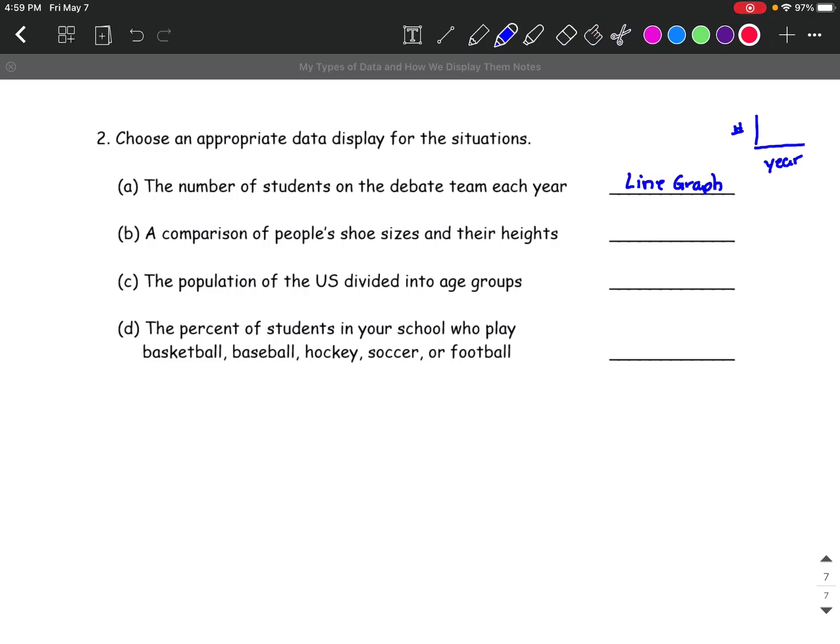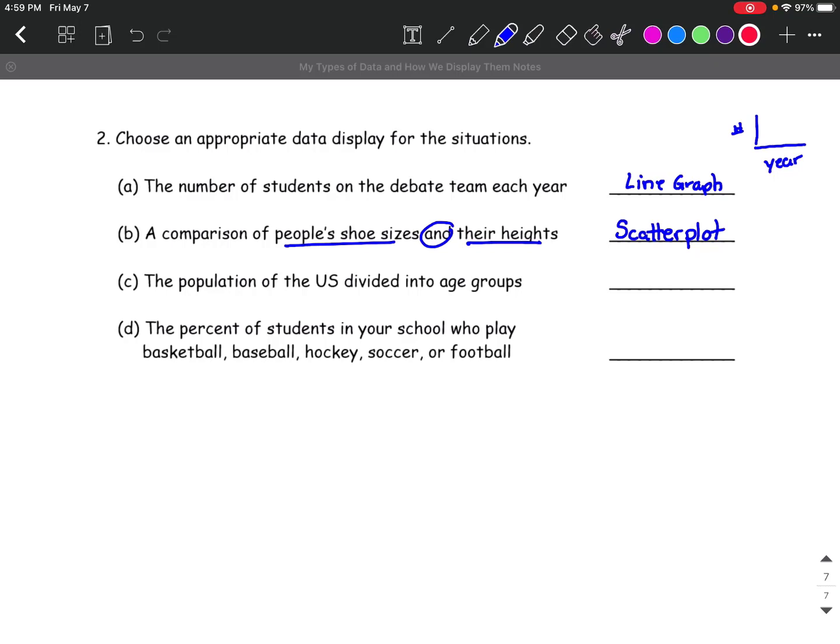Let's try another one. How about a comparison of people's shoe sizes and their height? We have two things we're comparing, and we want to see if there's a connection between people's shoe sizes and their heights. I would probably use a scatter plot for that, to compare two things to see if there's a connection. That way I would use a scatter plot.